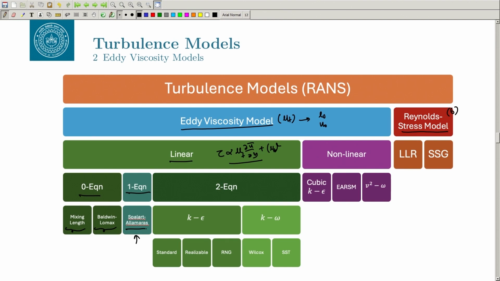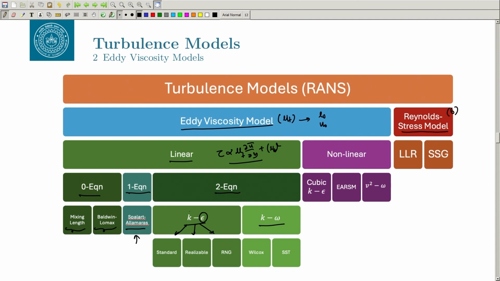Then we have the two equation models. Broadly, the most popular models are k epsilon and k omega. And then there are further categories to that. We have the standard k epsilon, realizable k epsilon, RNG k epsilon. Once the k epsilon model was derived, there have been very many variations of it over time. People basically try to fit the coefficients or the definitions of the transport equation, especially for the turbulent dissipation rate, which is epsilon here.